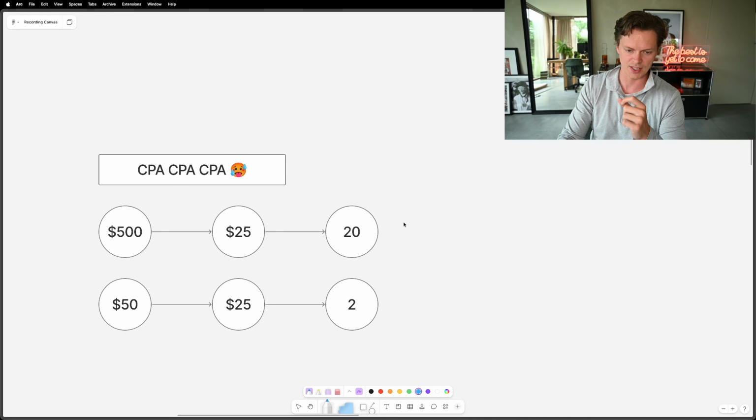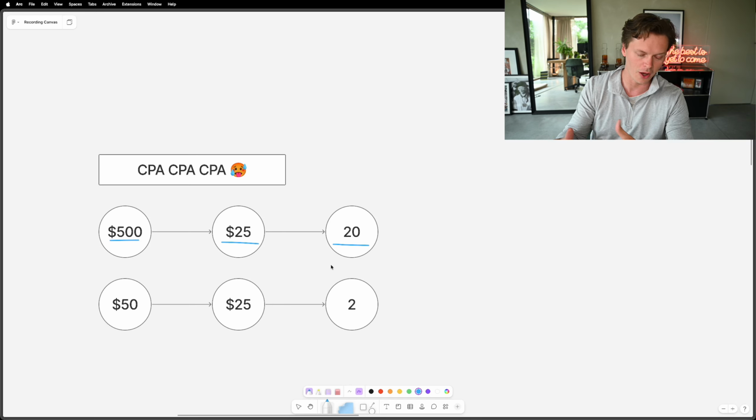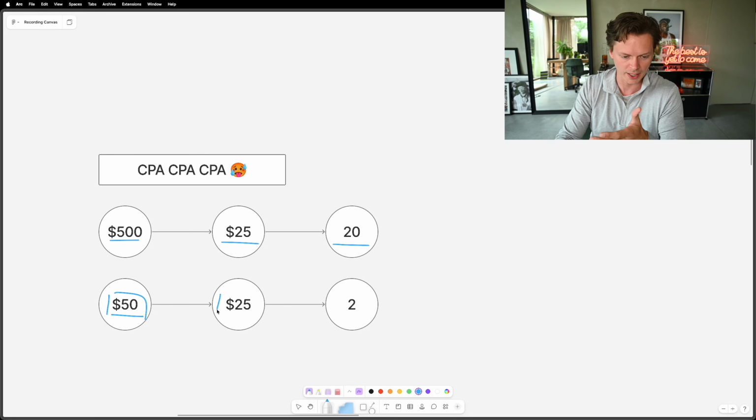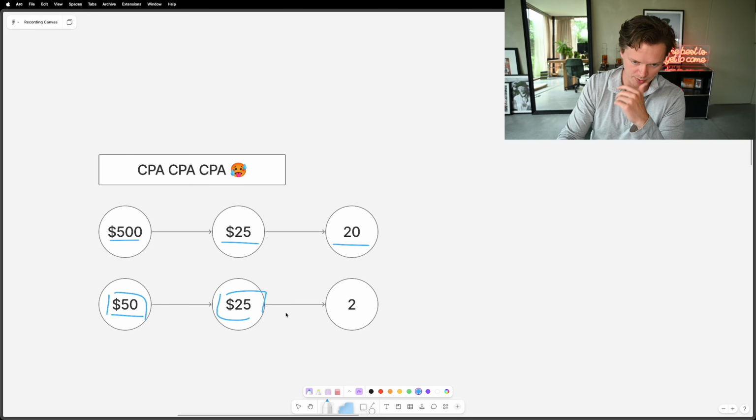Next concept here, CPA. Cost per acquisition is such an important metric. I've taken the same example here, $500 budget, $25 CPA, 20 conversions, just to have it clear and have you along with the story as I'm building it up, right? But imagine for now you have a $50 budget, which is fairly low, but it's doable, right? And you have $25 as a CPA.